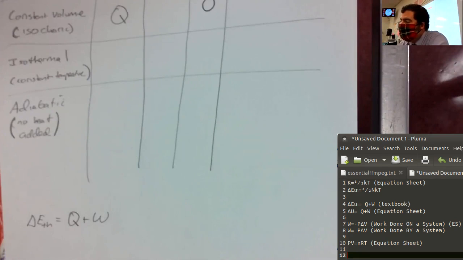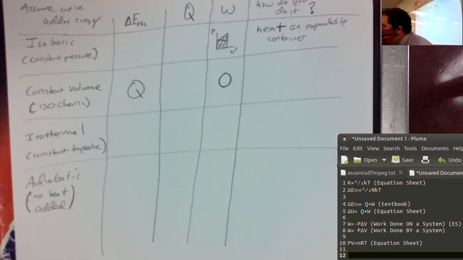I want you guys to look at the equation sheet and see if you can see an equation that might be relevant for isothermal. We have to look at this other equation. It relates kinetic energy to temperature. That's the equation that I think really is what we use to justify that increasing the temperature of something increases the speed of the molecules. So constant temperature essentially implies that the average speed of the molecules is staying the same.